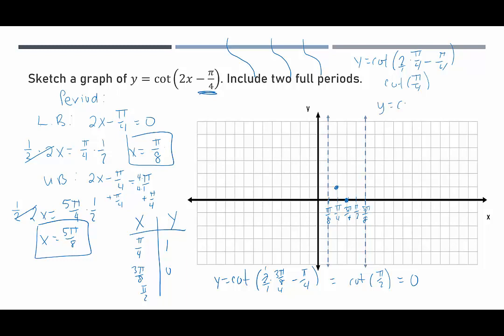So we have y equals cotangent of 2 times pi over 2 minus pi over 4. If you want to simplify this, you can. However you want to work this one. So if we simplify it, we end up with just pi minus pi over 4. And do you know what pi minus pi over 4 is without finding the common denominator? Well, what would complete the pi would be 3 pi over 4. So we would end up with cotangent of 3 pi over 4.